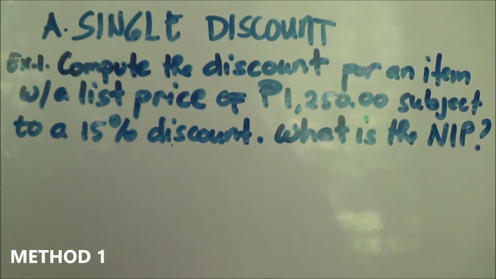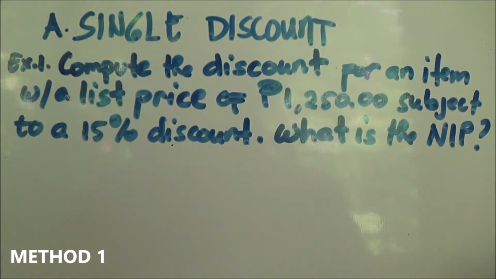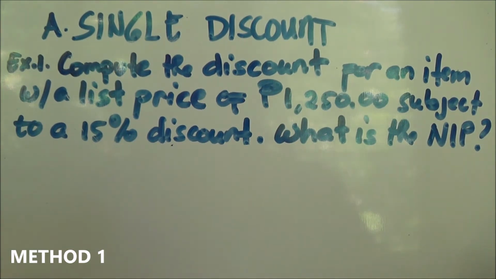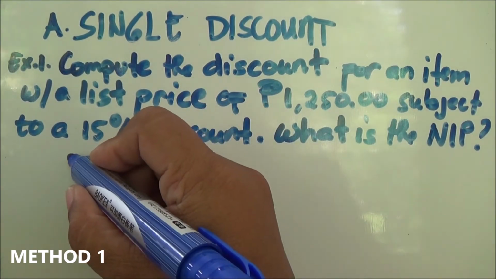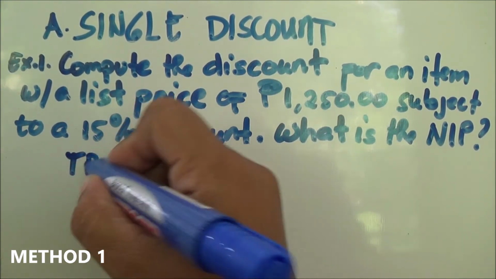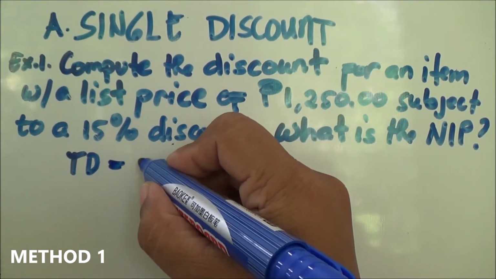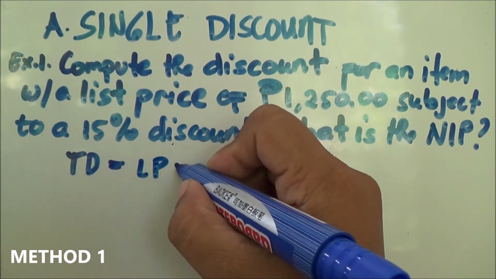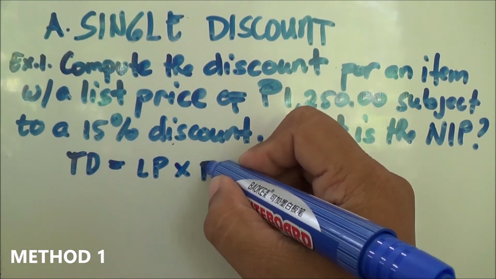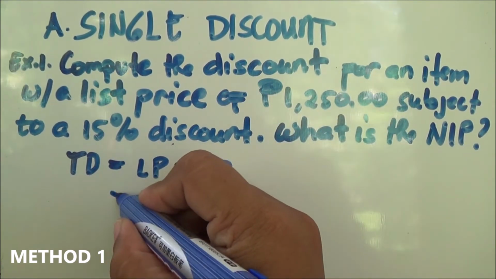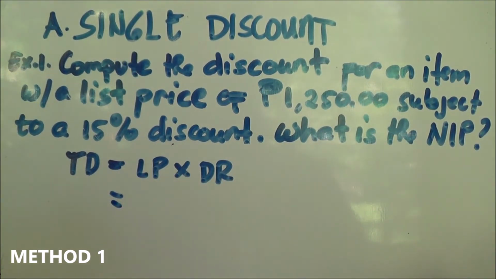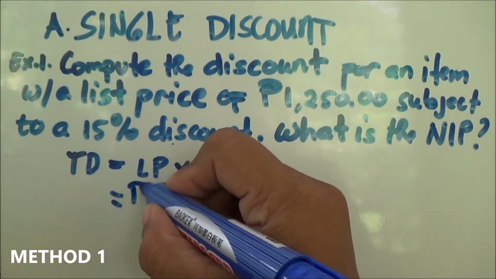The first thing we need to do is compute for the trade discount, and we know that the formula for finding the trade discount is list price multiplied by the discount rate. So trade discount equals list price multiplied by the discount rate. The list price here is 1,250 pesos.